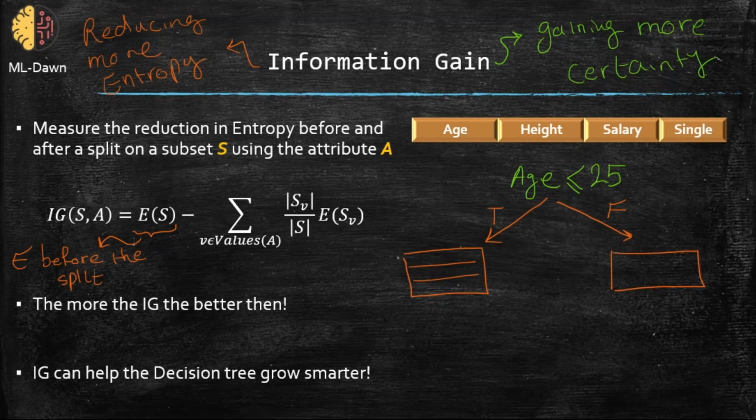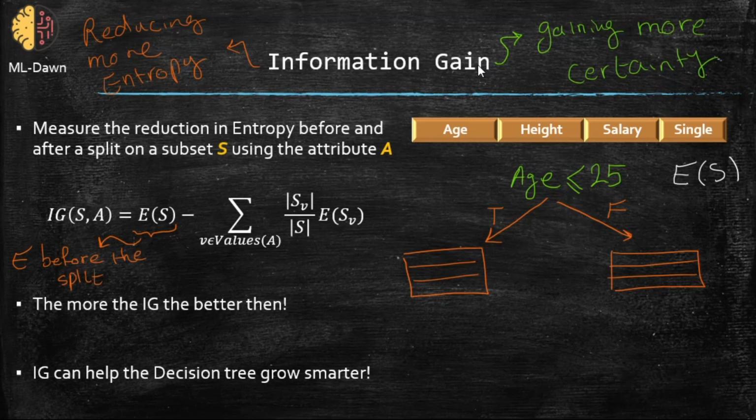In each of them we have a bunch of yeses and a bunch of nos. Now, the question is, how much did the entropy reduce? That is the main question we want to answer. So in the very beginning, before we did any splitting, we have E of S. And now we want to see how much the entropy is after the split.